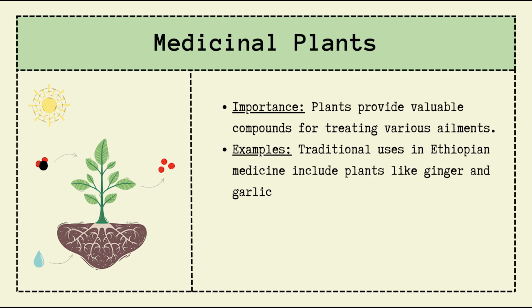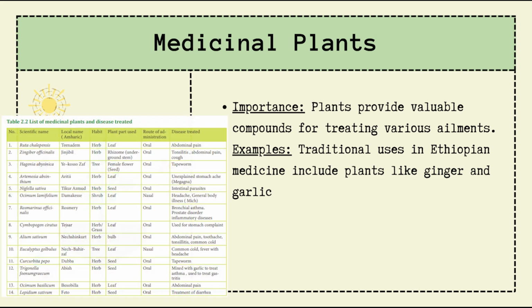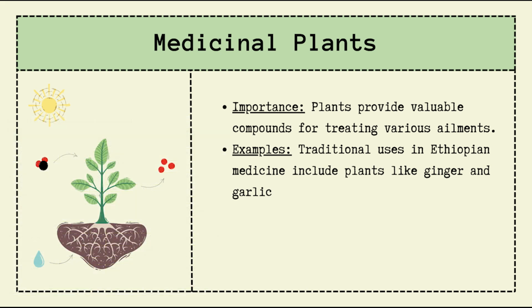Medicinal plants. Many plants are valuable in medicine. In Ethiopia, traditional medicine uses plants like ginger, garlic, and neem to treat common illnesses. Plants are a source of natural chemicals used in modern drugs as well. Learning about medicinal plants connects biology to healthcare and culture.